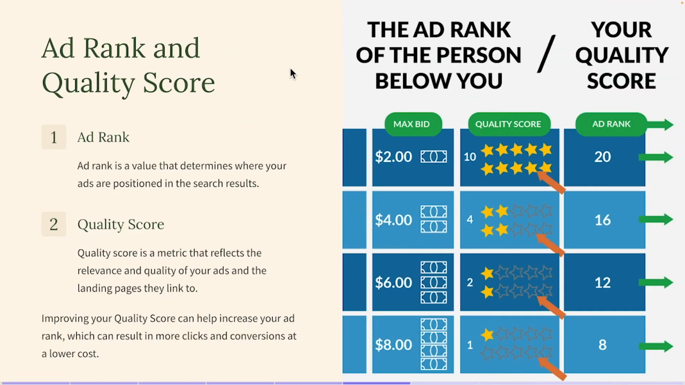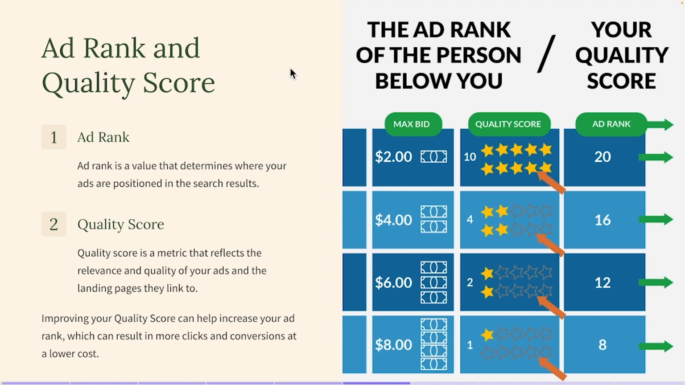The fifth most important term is ad rank. Ad rank is a value that determines where your ad is positioned in the search results. Most of the time, Google shows 4 ads on the top and 4 ads on the bottom of the page, so it depends on your ad rank where your ad is going to show. If your ad rank is higher, there is a higher chance that your ad will show in the first position or at the top of the page.